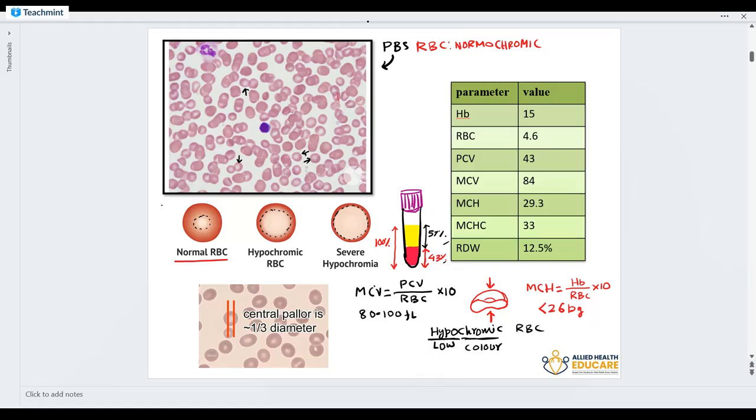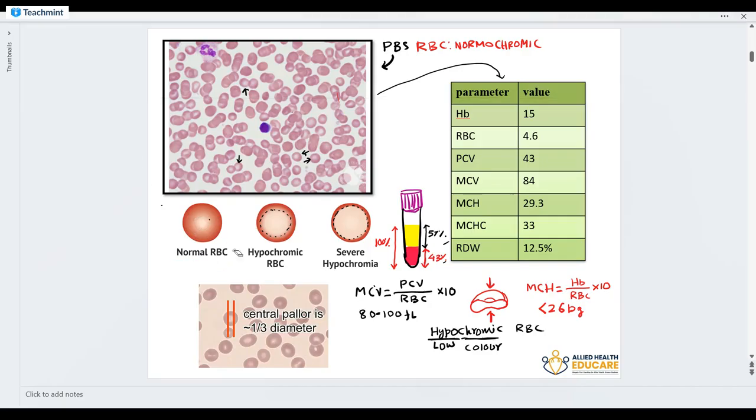So here is a blood picture. This is the blood picture, and this is the corresponding CBC report. There are different parameters: hemoglobin, RBC, PCV, MCV, MCH, MCHC, and RDW. So in this picture, you can see the RBC morphology is normal. How can you interpret that it is normal? So this is the RBC.